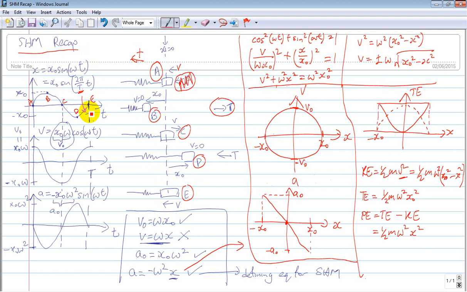If I were interested in my velocity-time graph, I would differentiate this equation over here.